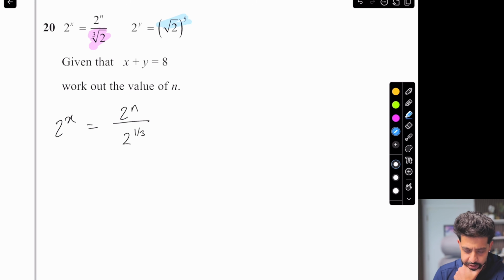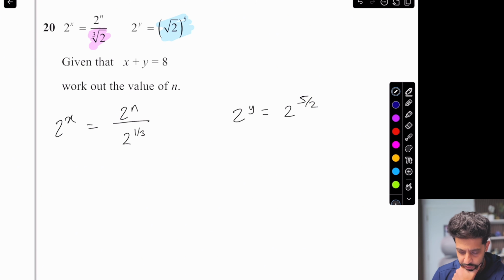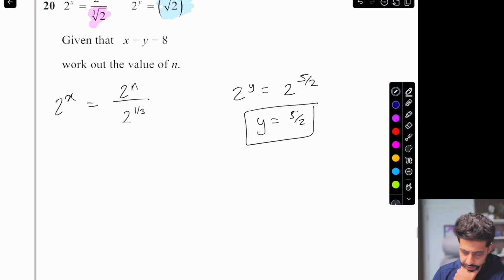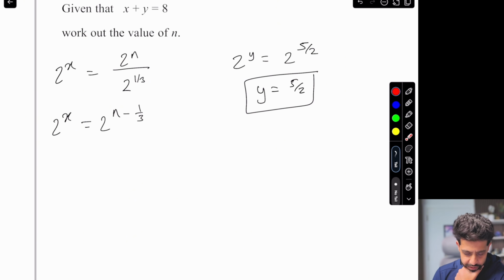And this can also be rewritten. So you have 2 to the power of y is equal to 2 to the power of 5 over 2. So straight away you can see that y is going to be 5 over 2, because the bases here are the same. Now this one, we need to do a rule. When you're dividing, you take away the powers. They have the same base, yeah? So this becomes 2 to the power of x is equal to 2 to the power of n minus a third. So again, in the same way, x is equal to n minus a third.